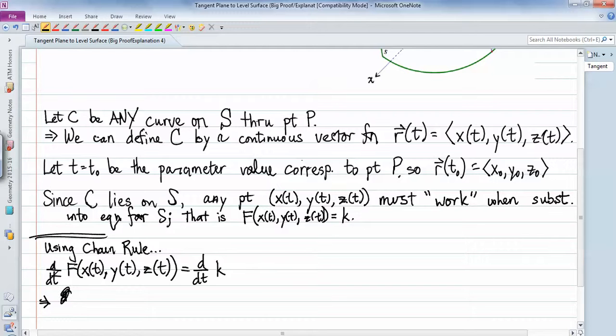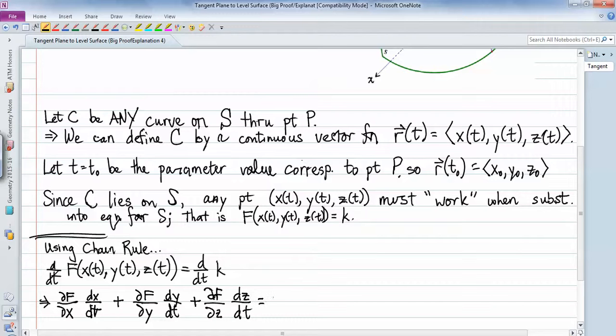So we get df/dx times dx/dt plus df/dy dy/dt plus df/dz, that's a curvy d, dz/dt. And then on the other side, derivative of a constant, 0.